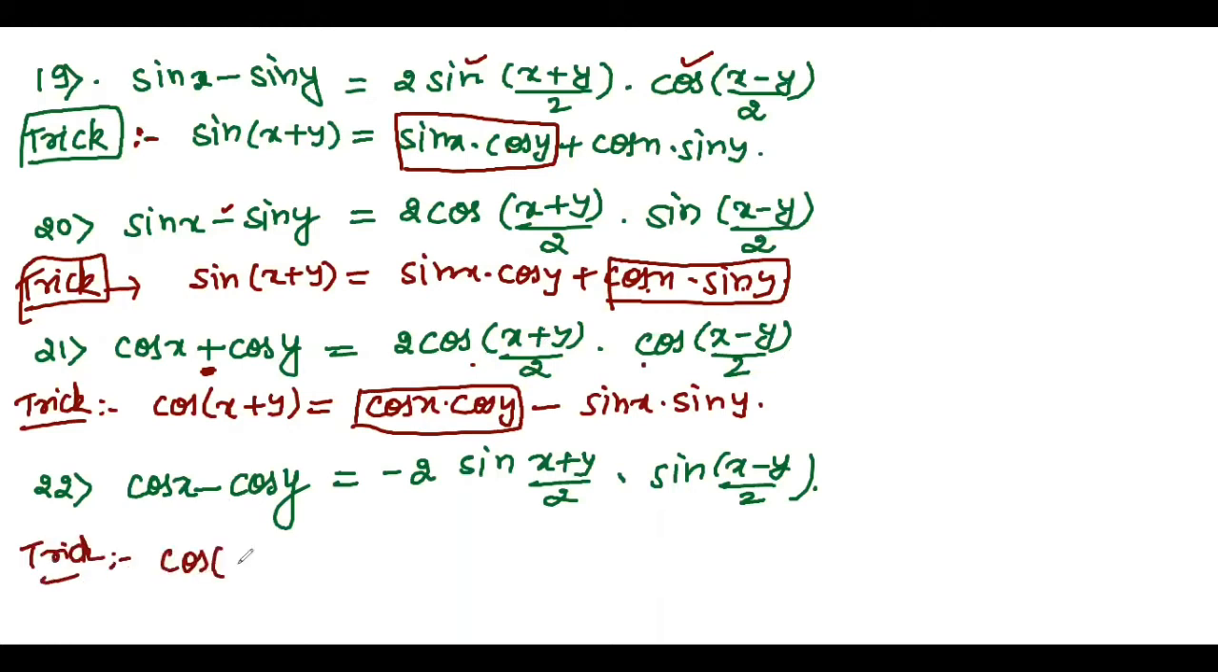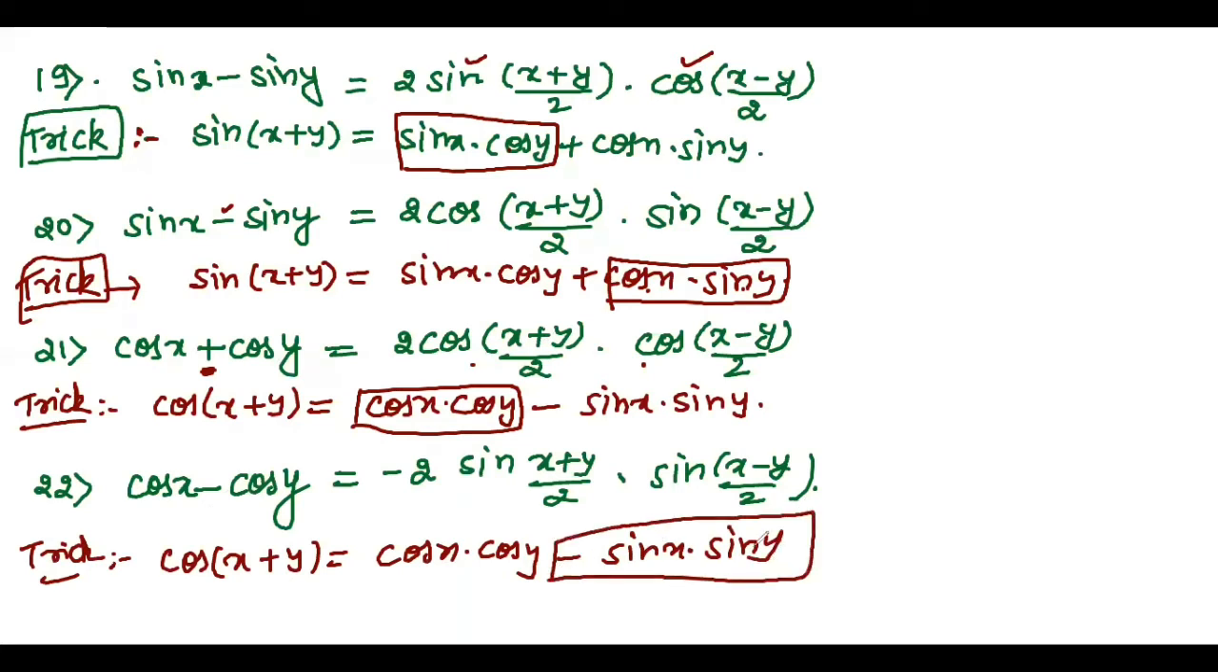The trick we will apply: cos x into cos y minus sin x into sin y. So the same trick here, the minus sign is there, so we can use this second part. Second part means minus sine x into sine y. So minus sine of x plus y by 2 into sine of x minus y by 2.